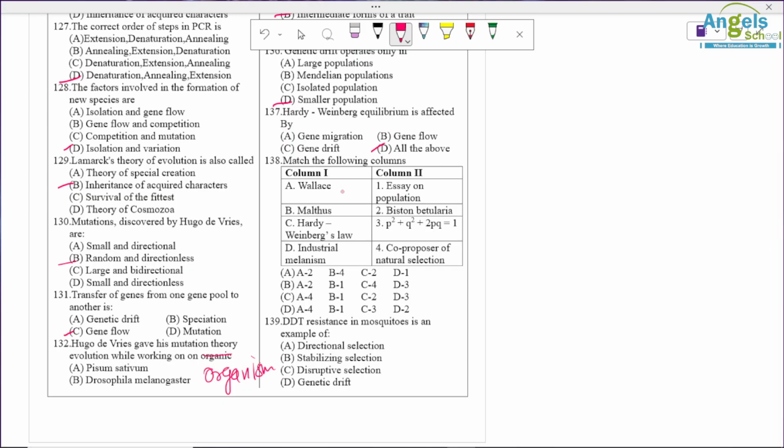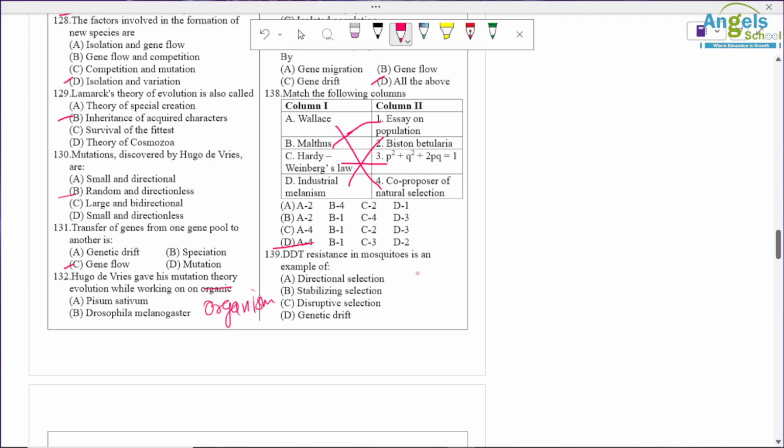Okay. Again match the column. Wallace is a co-proposer of natural selection. Malthus wrote essay on population. So B is 1. Hardy-Weinberg gave equation. So C is 3, and industrial melanism is in Biston betularia, a moth. So again option D is correct. DDT resistance in mosquito is an example of directional selection.